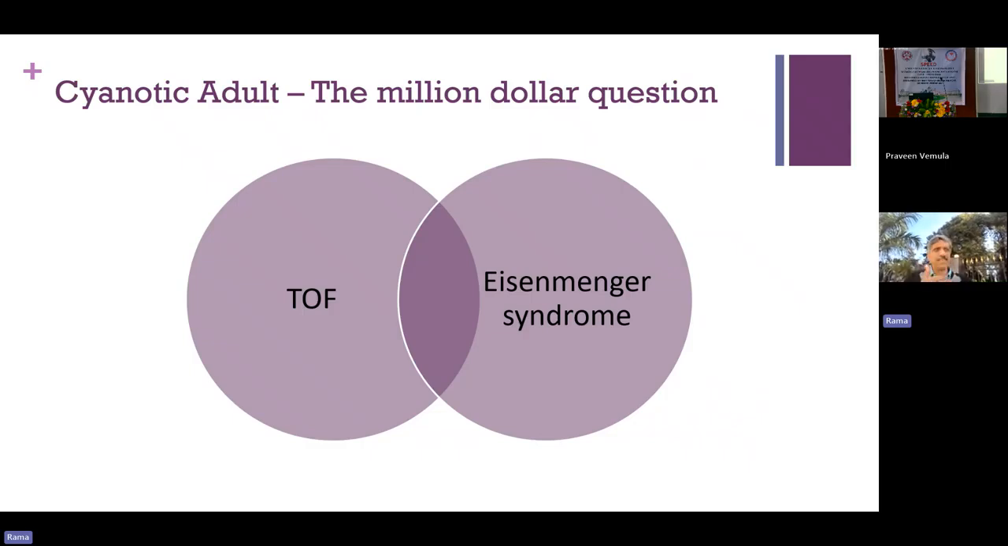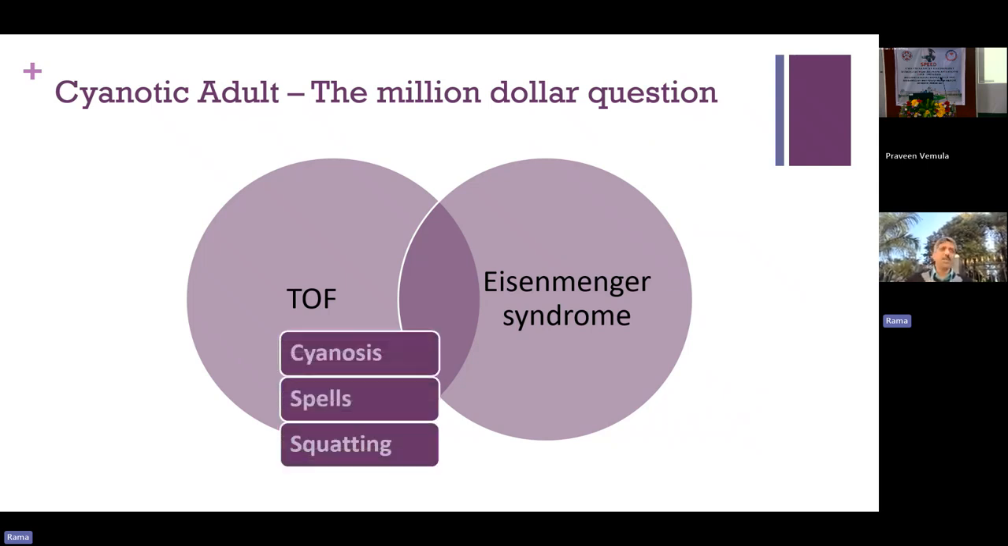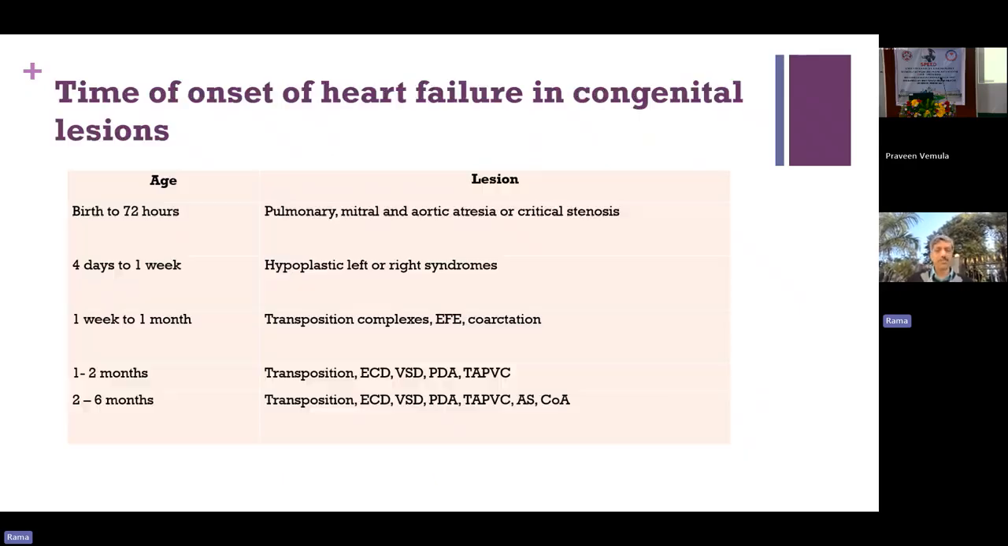What are the pointers in history that tell you whether it is tetralogy or Eisenmenger syndrome? The important ones are the quantum of cyanosis, the nature of cyanosis, the progression of cyanosis, the occurrence of spells, and the history of squatting. These are the important features by which we differentiate tetralogy from Eisenmenger syndrome.